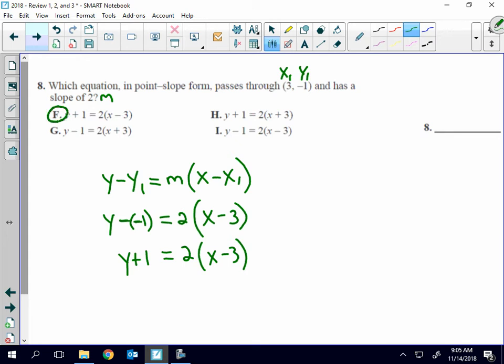That looks like F to me. Be careful, they look very similar. Okay, we want plus here and we want minus there.